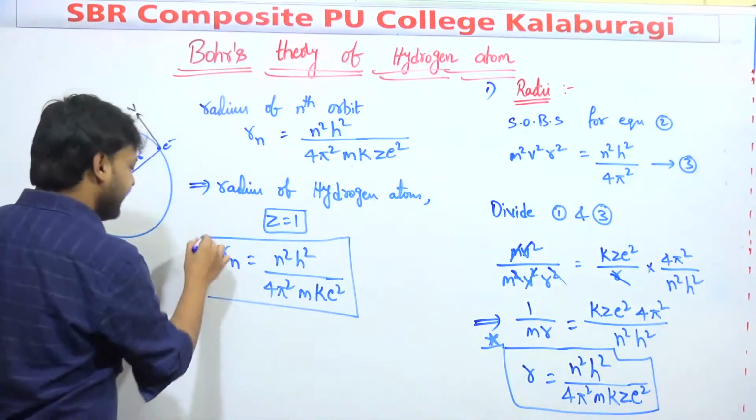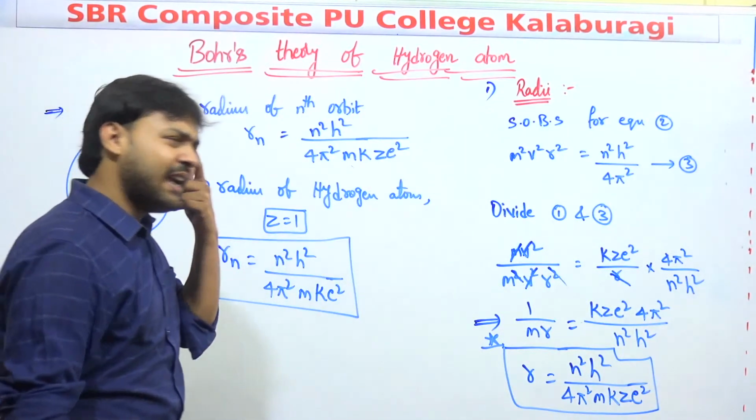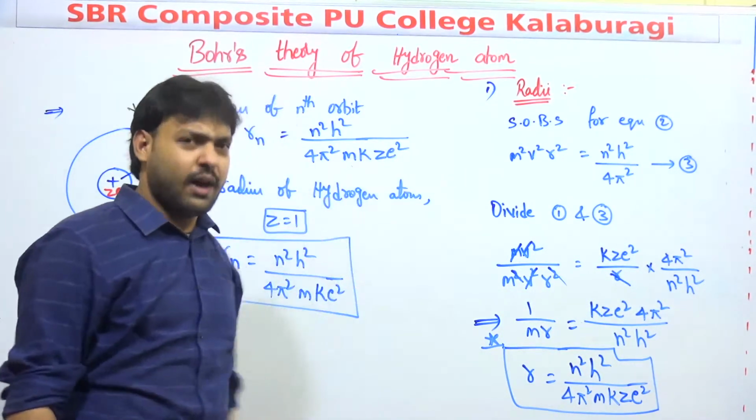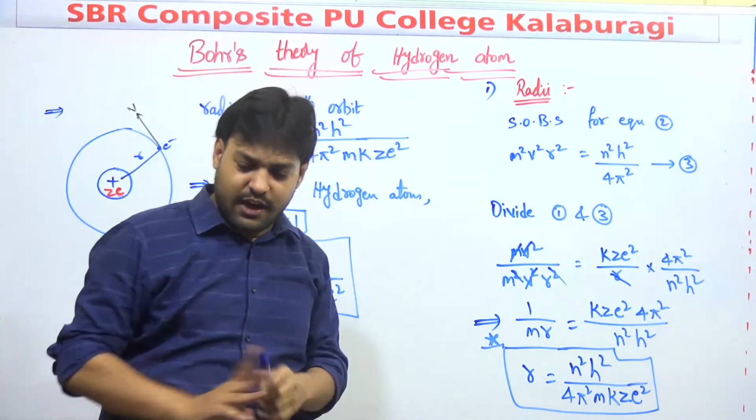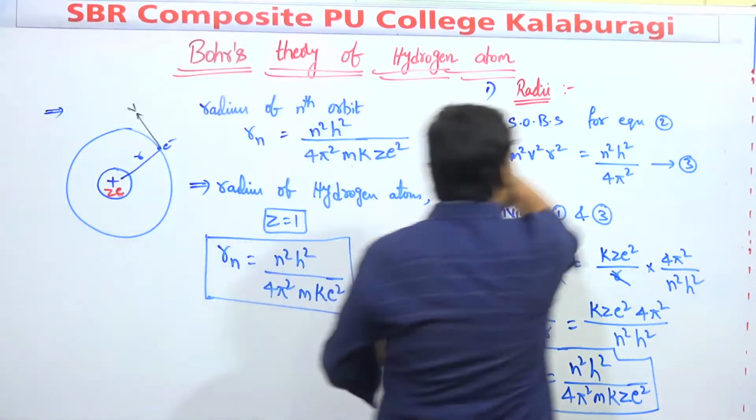So this is the radius of what? Radius of the hydrogen atom, where Z value is equal to 1. Okay, try to understand the points. Still more things are there.